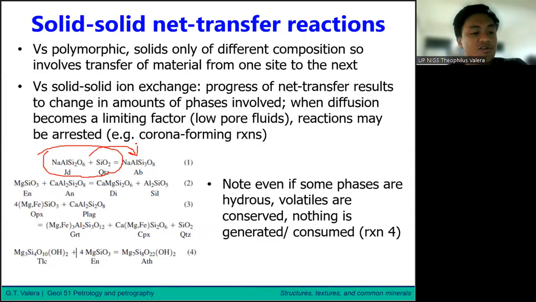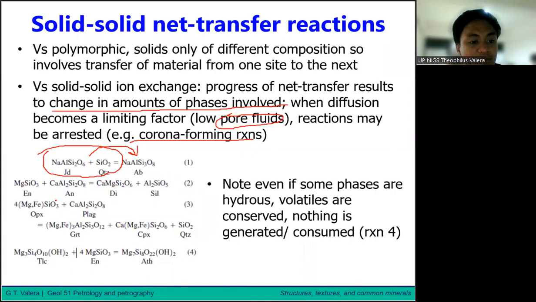Versus another type of reaction, solid-solid ion exchange, which I'll discuss later. The progress of net transfer results in a change in the amounts of the phases involved. And if diffusion is a limiting factor, for example the temperature is too low to promote effective diffusion, or if you don't have many pore fluids so that diffusion is very slow, these reactions may be arrested, forming our coronas or our symplectites, for example.